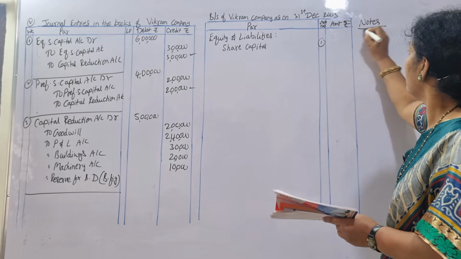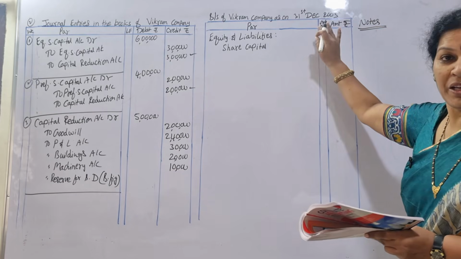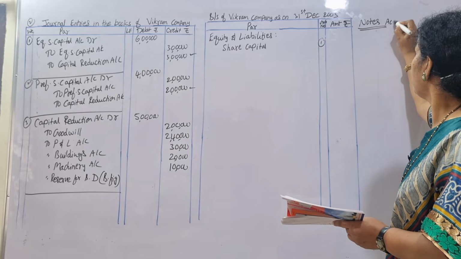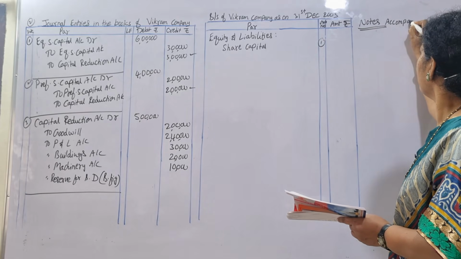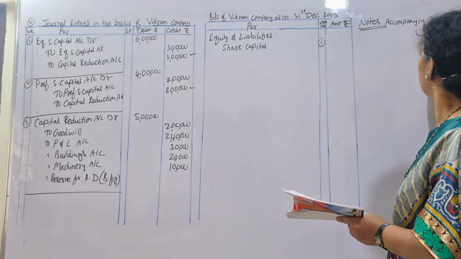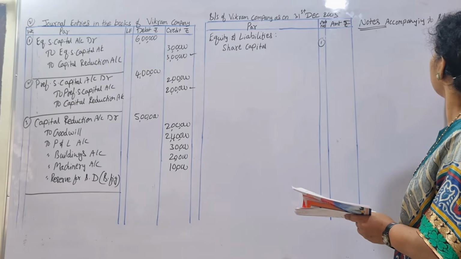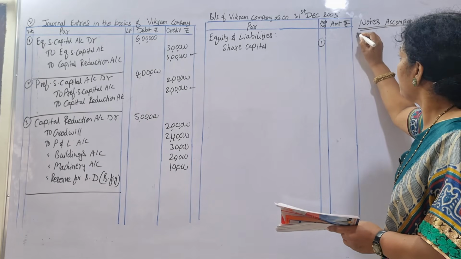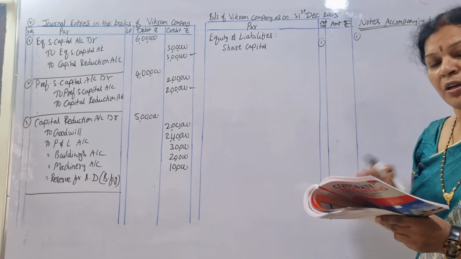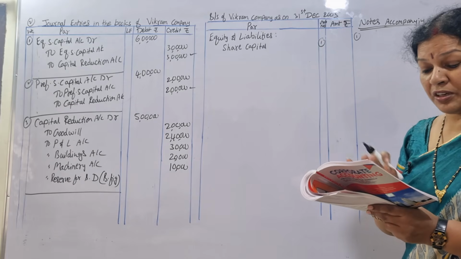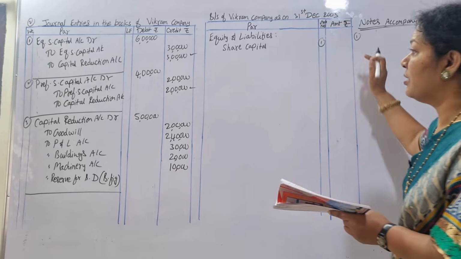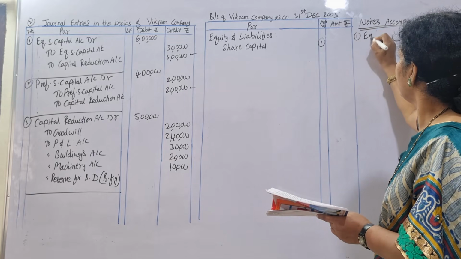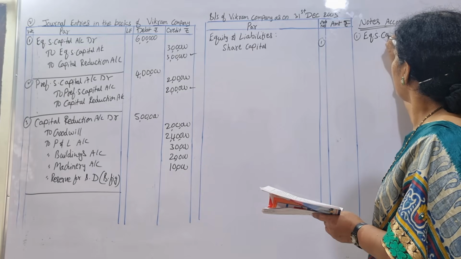Notes accompanying to the balance sheet. You can write notes accompanying to balance sheet. This is the heading we can give. Note number 1, what will we do? Share capital. Both the share capitals. One is preference share capital and another one is equity share capital. First we'll take equity share capital.